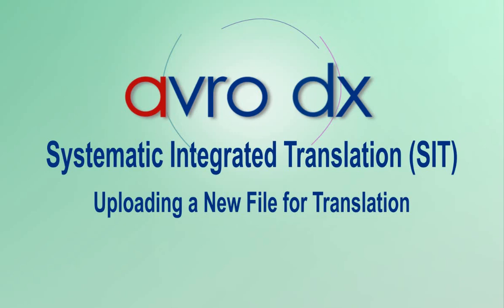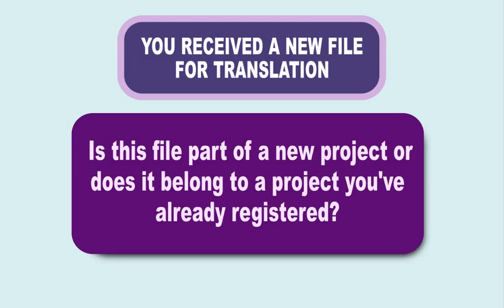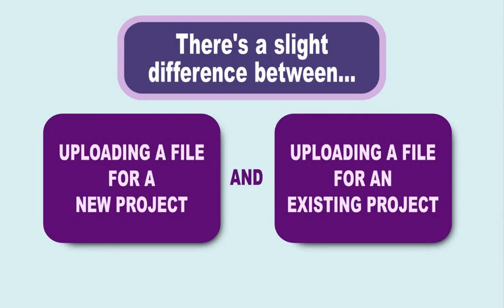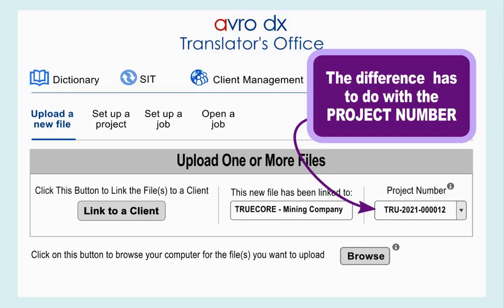It's pretty simple. The first thing you want to do is ask yourself this question. Is this file part of a new project? Or does it belong to a project I've already registered and is only now being sent by the client? Why is this question important? Because there's a slight difference in the way you upload a file for a new project and a file that's part of a project you've already registered. This difference has to do with the project number.